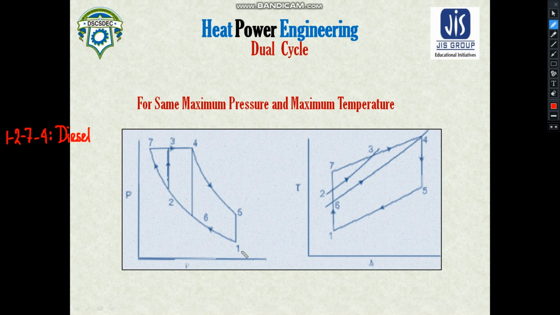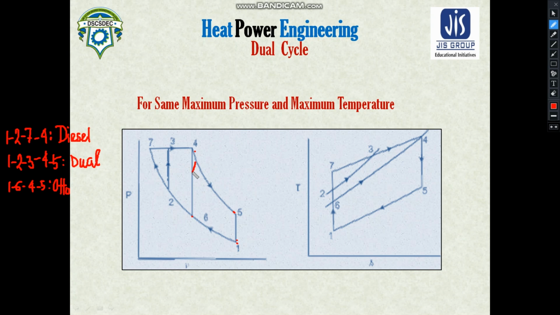Now coming to this, 1 2 3 4 5. This is easy to understand. You know that the heat addition is taking place in two separate processes, so it would be nothing but the dual cycle. Coming to the next one, 1 6 4 5. Which cycle is this? This is nothing but the auto cycle. Now the same philosophy will be used here as it was used earlier.